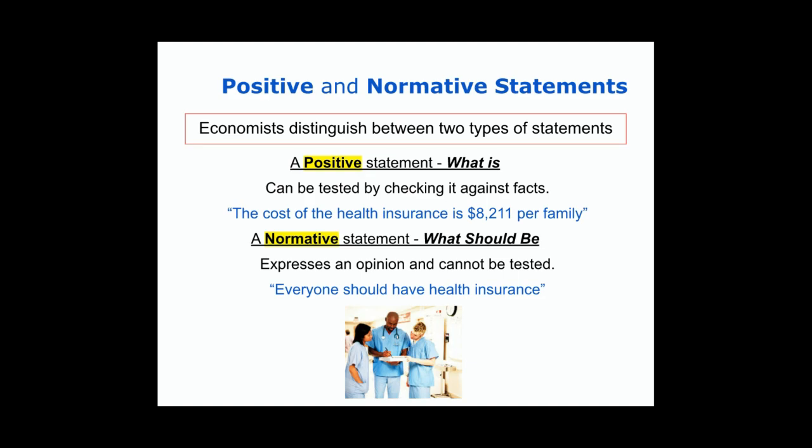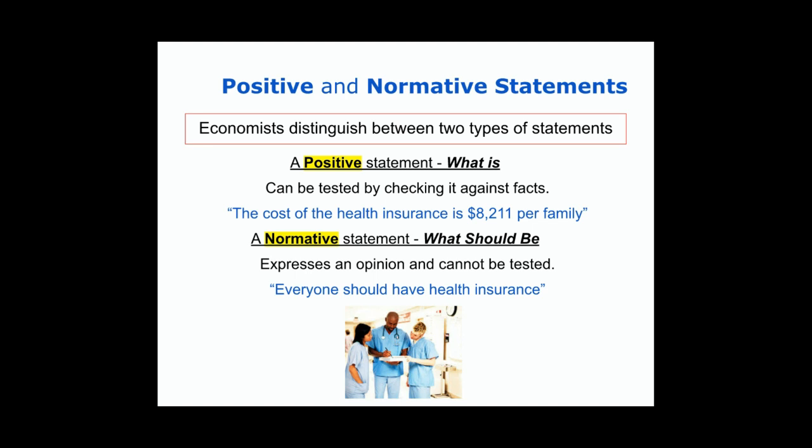So we have to also note that economists distinguish between two types of statements, positive statements and normative statements. A positive statement is a what is statement. The cost of health insurance is $8,211 per family. That's a positive statement. So what is statement? And what is statements can be tested. They can be checked as facts. You can go out in the real world and observe and say, is this true or it's not true?